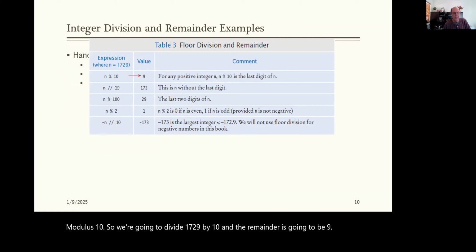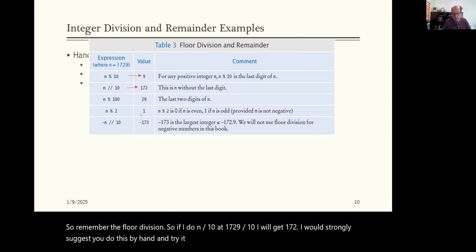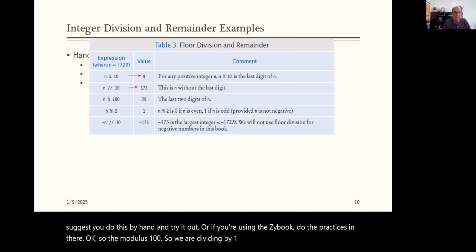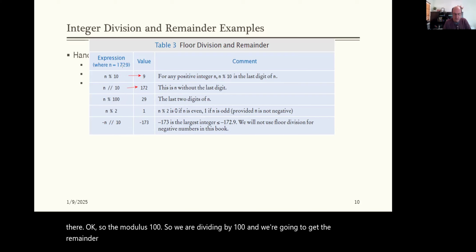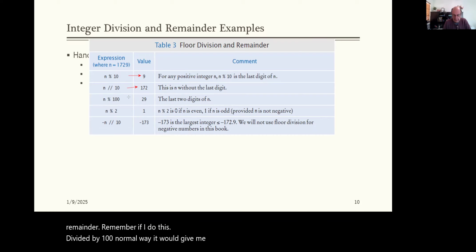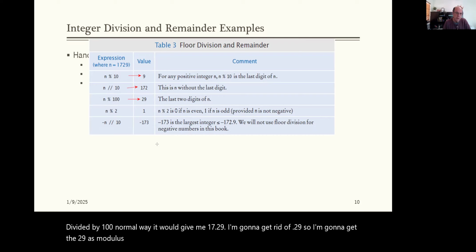So remember the floor division. If I do n divided by 10, 1729 divided by 10, I will get 172. I would strongly suggest you do this by hand and try it out, or if you're using the zyBook, do the practices in there. Okay, so the modulus 100: we are dividing by 100 and we're going to get the remainder. If I do this divided by 100 the normal way, it would give me 17.29. I'm going to get rid of 0.29, so I get 29 as modulus and floor division as 17.